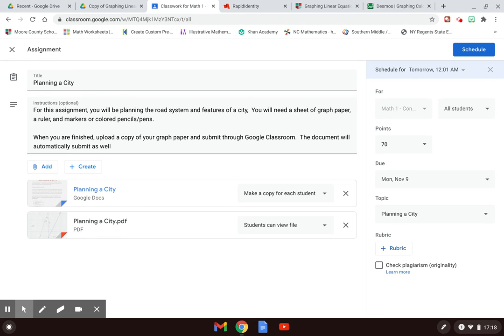You will need a sheet of graph paper, a ruler, and markers or colored pencils/pens. When you're finished, upload a copy of your graph paper and submit through Google Classroom, the document will automatically submit as well.